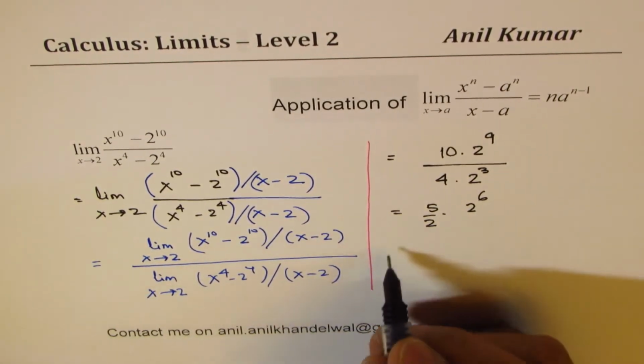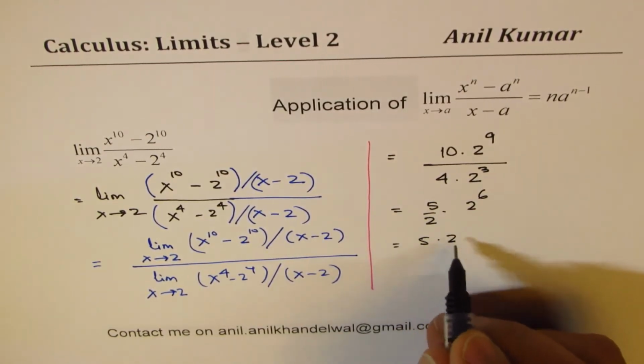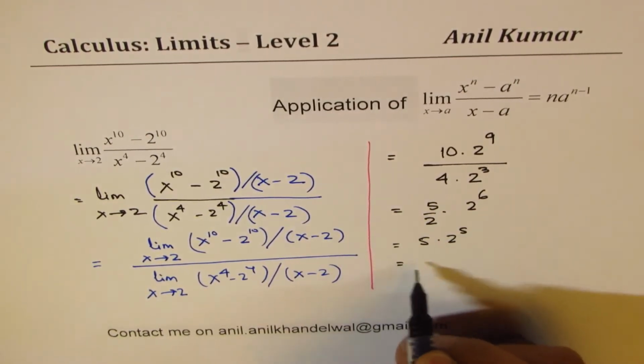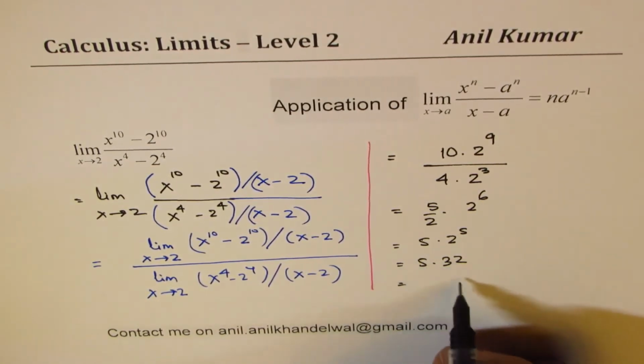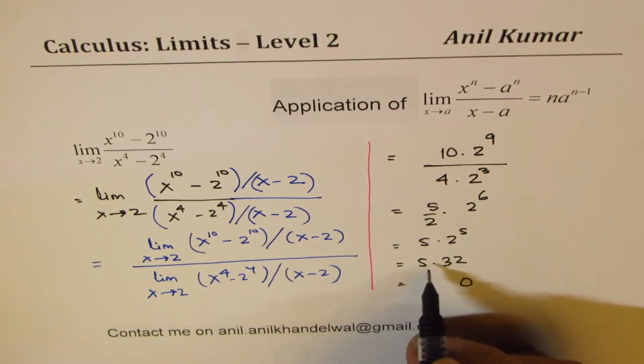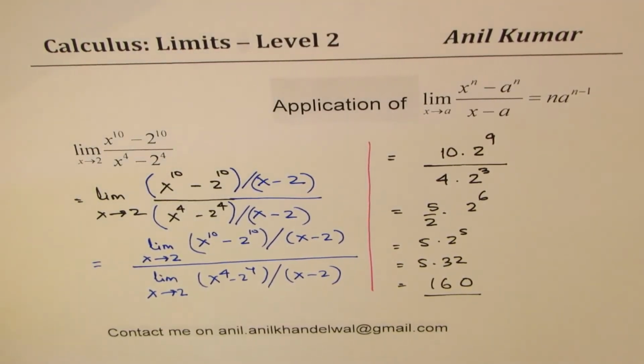Do you see that? And if you really want to write it out, you could cancel this. 5 times 2 to the power of 5, which is 32. 5 times 32 and multiply. 2 times 5 is 10, and 15 and 1, 16. 160 is your answer. Perfect.